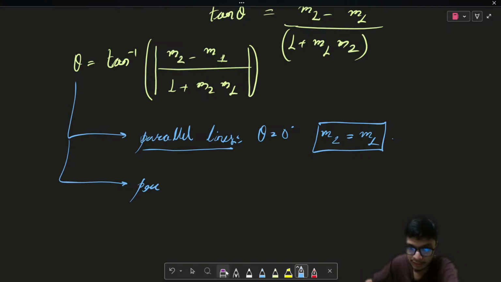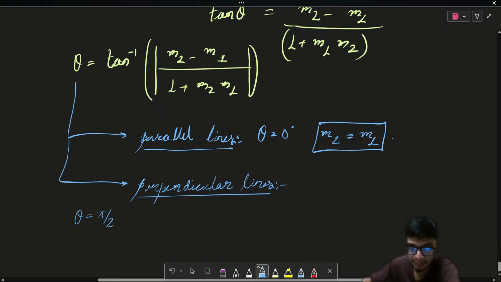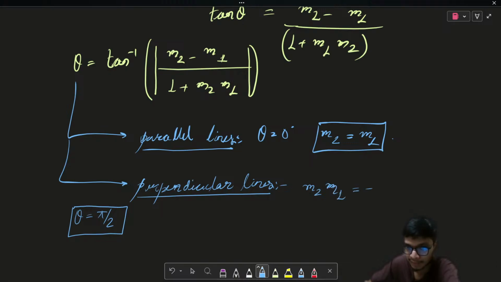But for perpendicular lines, if I have two perpendicular lines, that means my theta would be just pi by 2. In this case, I will have tan of theta not defined. And that happens if and only if the product of m1 and m2 comes out to be minus 1. So this is a very, very important concept that we'll be using many times in our discussion, right?